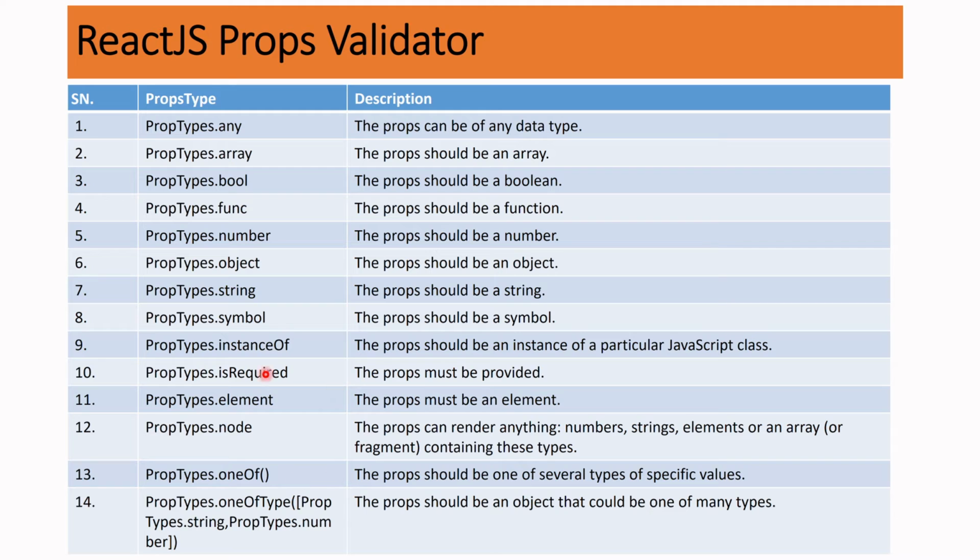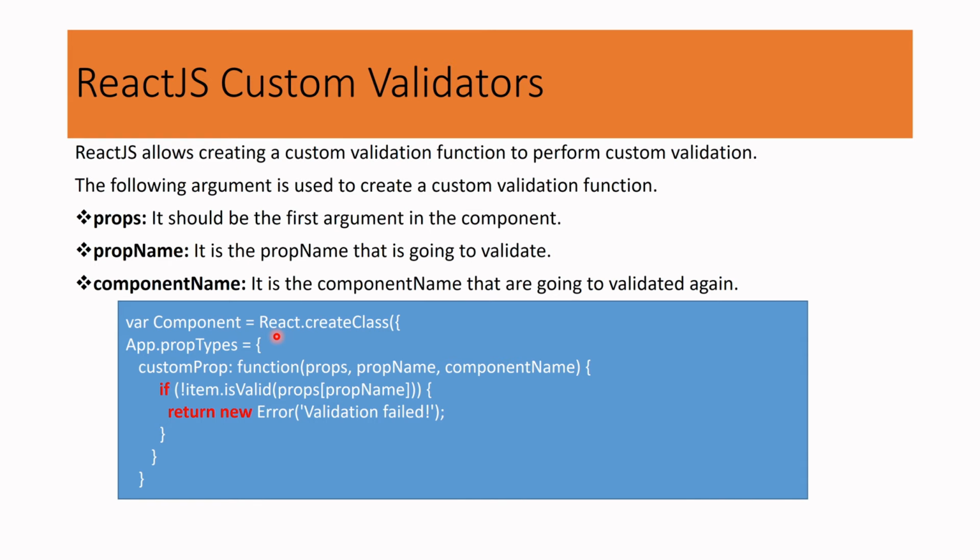So you have to get an understanding of each one of these, so you will get the hands-on better. Okay, so there are some custom validators also, like props, name, and component. So the following arguments you have to pass to create a custom validation function. How do you have to write it?